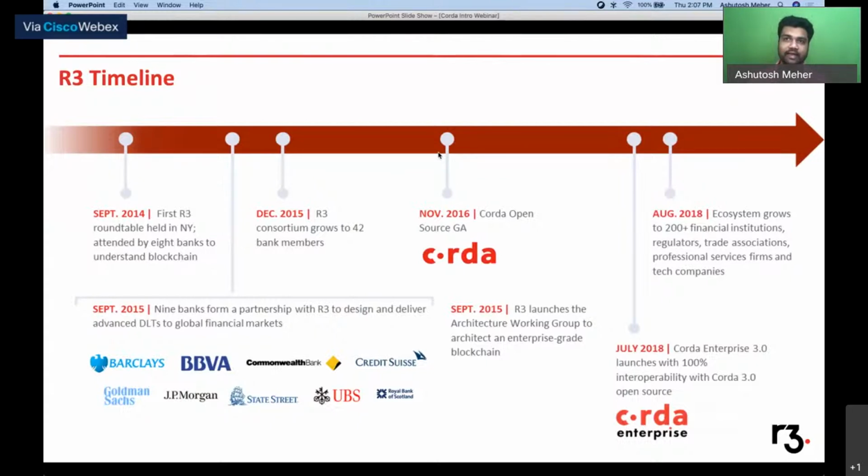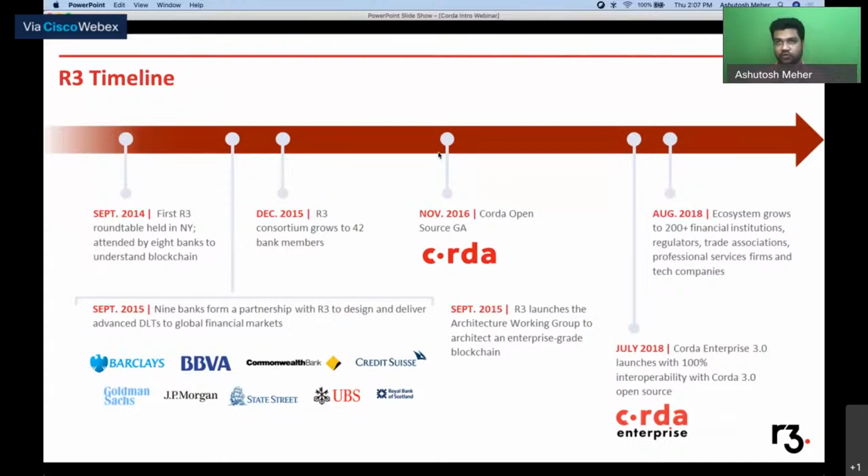So one year down the line, all these banks, along with one more, you can see the logos there, came together, and they decided to build a blockchain or a DLT system, which is more enterprise grade and is suited for global financial markets. Those 9 banks formed a consortium and started working towards that. And 3 months after that, in December, it just grew to something like 42 banks. And then we never looked back from there.